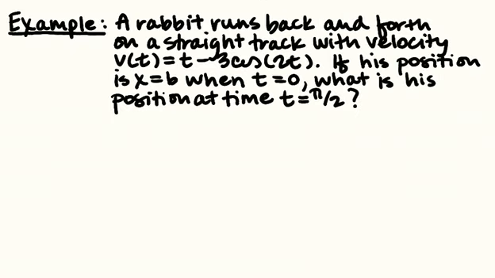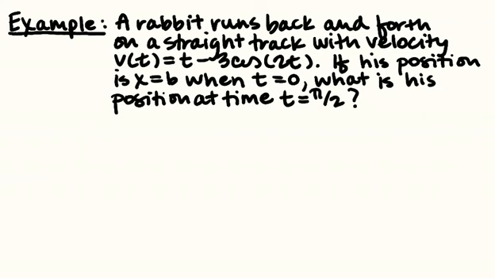All right. Now we've got a rabbit running back and forth on a straight track with velocity v of t equals t minus 3 cosine of 2t. I had to throw in a composite function where the inside is a constant multiple of t, just those mini chain rule examples. Got to do one every day. If his position is x equals 6 when t equals 0, what is his position at time t equals pi over 2?